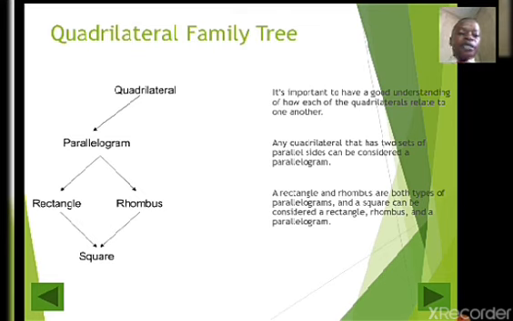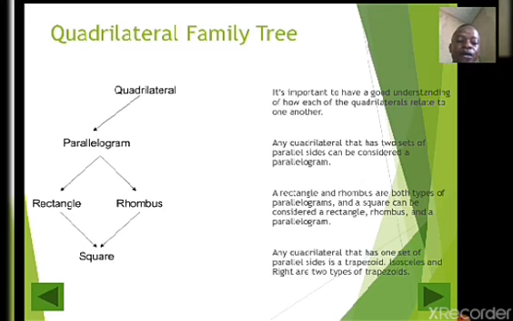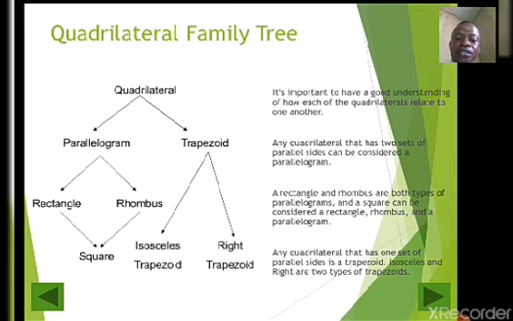Remember, the properties aforementioned concerning square help us to understand that all the properties of rectangle, all the properties of rhombus, all the properties of parallelogram are contained in square. Any quadrilateral that has 1 set of parallel sides is a trapezoid. Isosceles and right are 2 types of trapezoid. So all these things summarize for us the family tree of a quadrilateral.